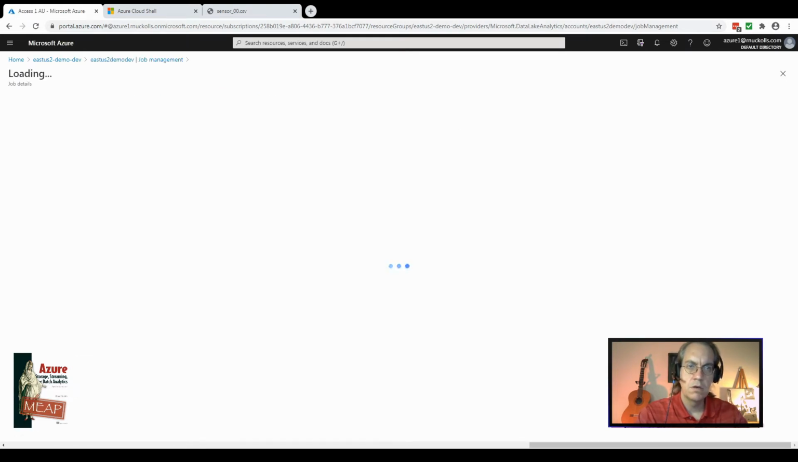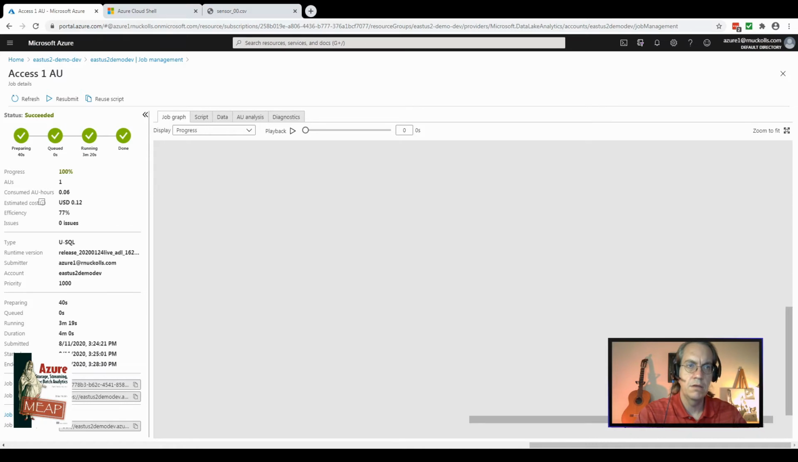So we can click on the name of the job to jump straight to the job history details blade. When you're looking at a running job, you can actually see the current progress. Since this one has completed successfully, where progress is at 100, you can tell the overall cost for running the job, its job efficiency, and how long the job took to run overall.